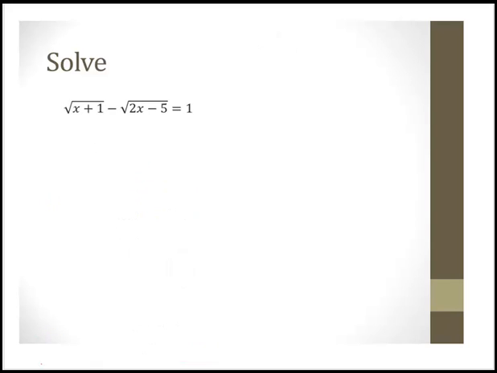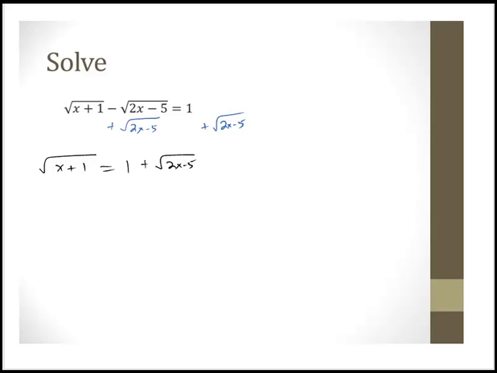All right, let's look at this one. We have the square root of x plus 1 subtract the square root of 2x minus 5 is equal to 1. All right, so the first thing we want to do is isolate one of the radicals. So what I'm going to do is add the square root of 2x minus 5 to both sides. All right, so then I have the square root of x plus 1 is equal to 1 plus the square root of 2x minus 5.